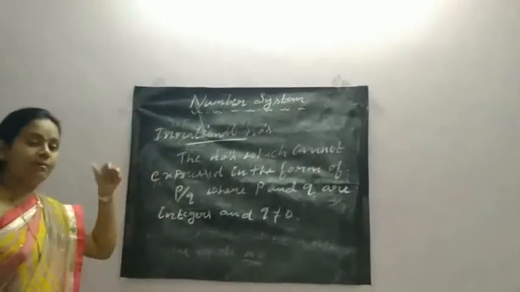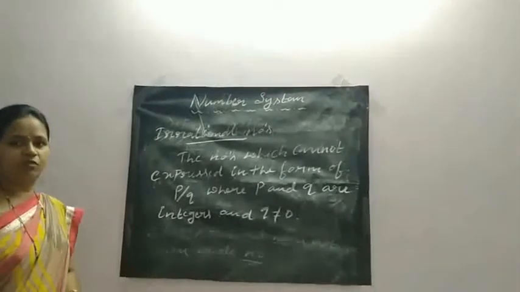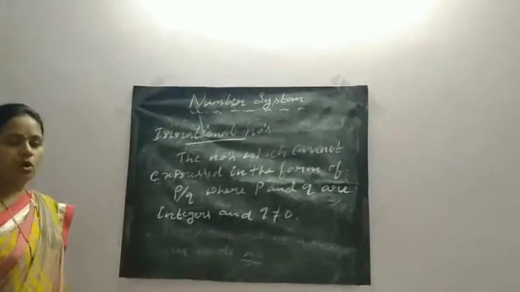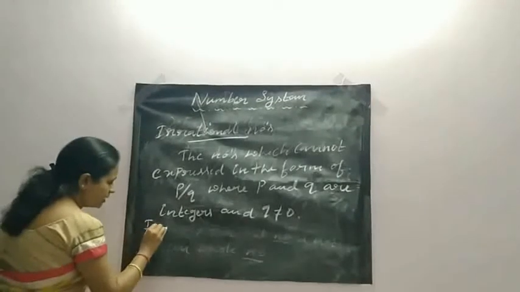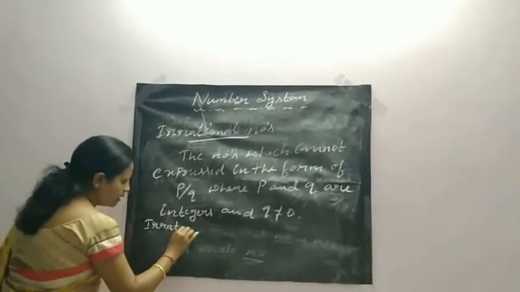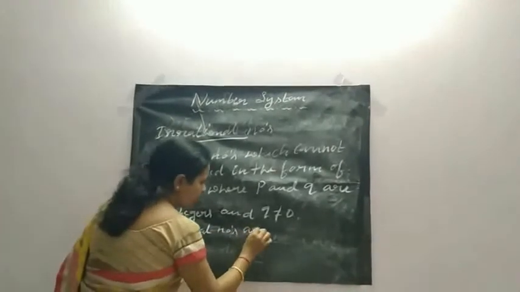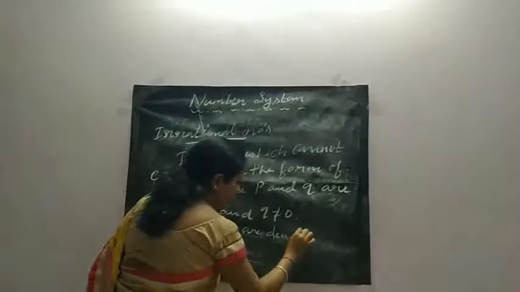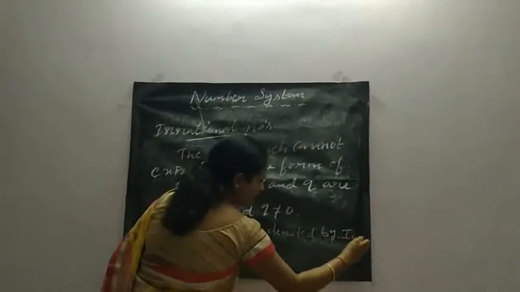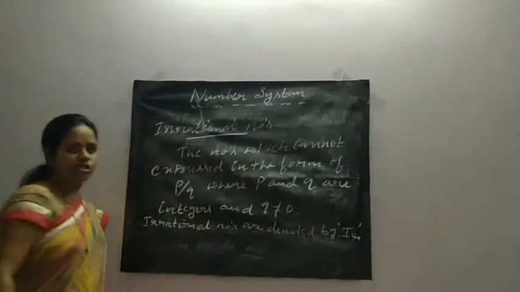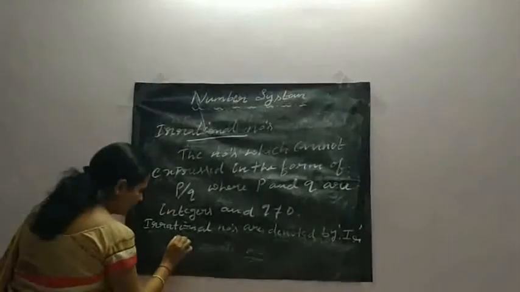Rational numbers means which can be expressed in the form of P by Q. Irrational numbers means which cannot be expressed in the form of P by Q. So these numbers are called irrational numbers, children. Irrational numbers are denoted by IR, children. Irrational numbers are denoted by IR.